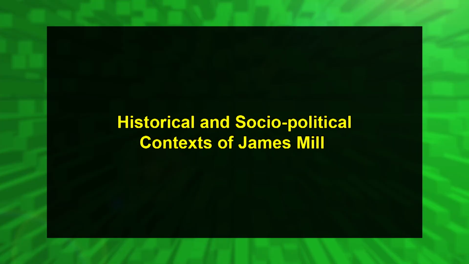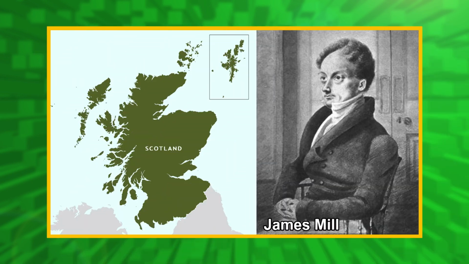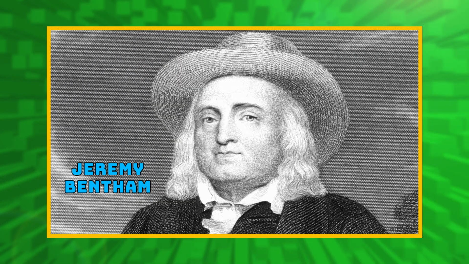Let us begin by discussing the historical and socio-political context of James Mill, which greatly influenced his ideas and perspectives. James Mill was born in 1773 in Scotland in a family of modest means. He was therefore about 25 years junior to Jeremy Bentham, who would eventually have a great influence on him.